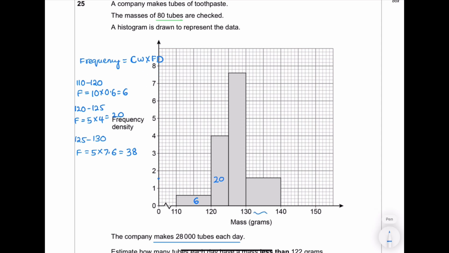In the last bar between 130 and 140, the class width is 10 and the frequency density is 1.6. Now the frequency is 10 times 1.6, which is 16. So 38 in this bar and 16 in this bar.